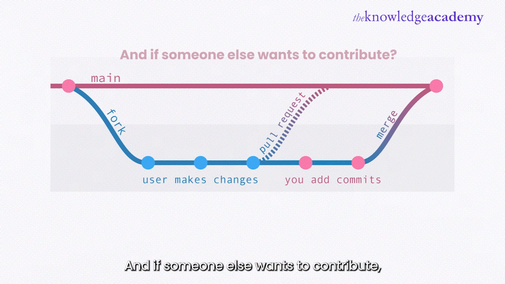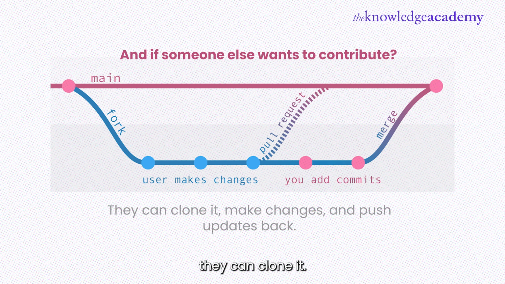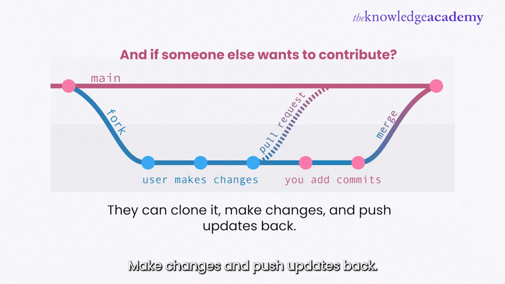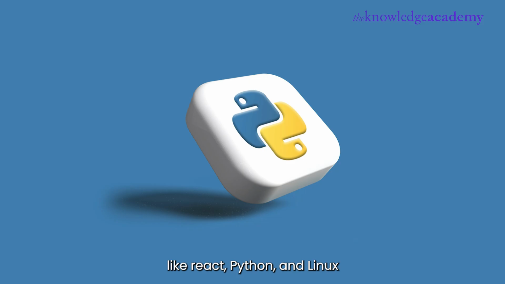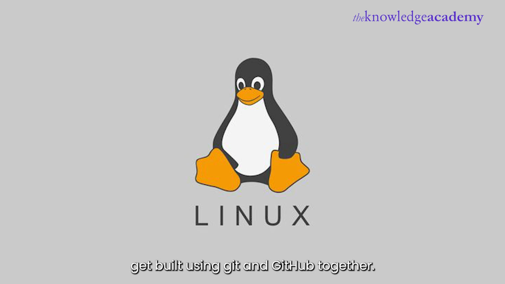And if someone else wants to contribute, they can clone it, make changes, and push updates back. This is how open source projects like React, Python, and Linux get built, using Git and GitHub together.